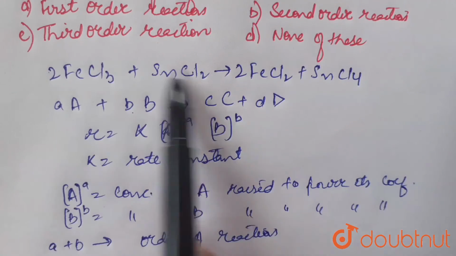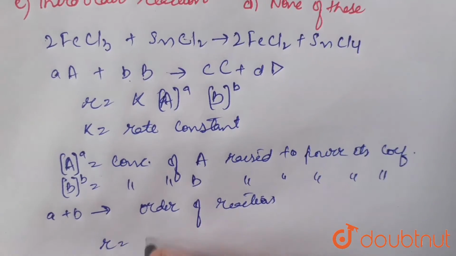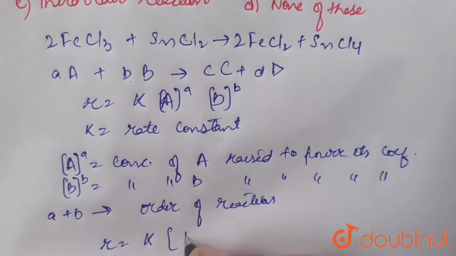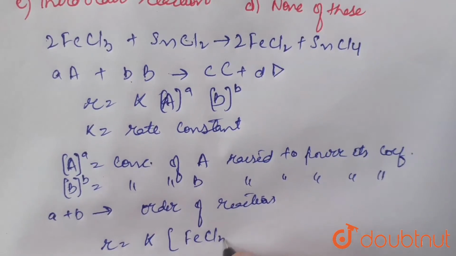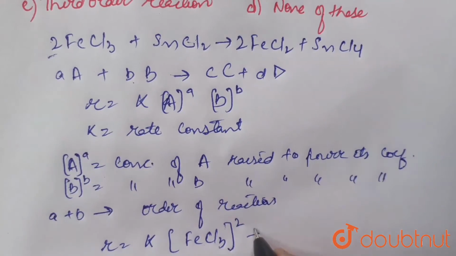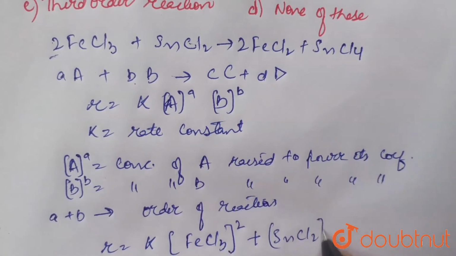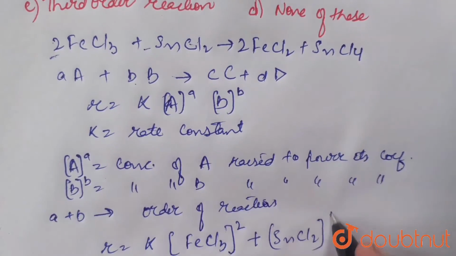Applying rate of reaction to the above reaction, we get R equals K, where A is FeCl3 and the coefficient is 2 here, plus B is SnCl2 and the coefficient here is 1.